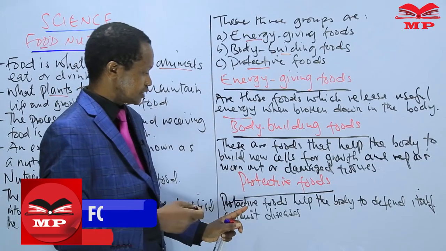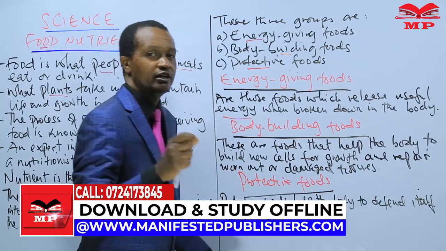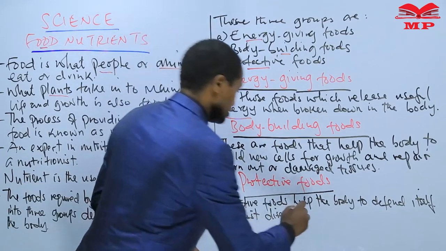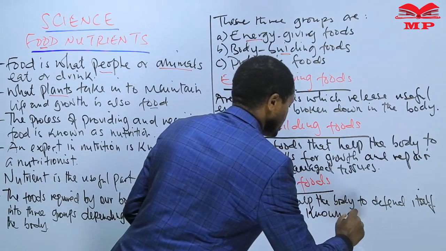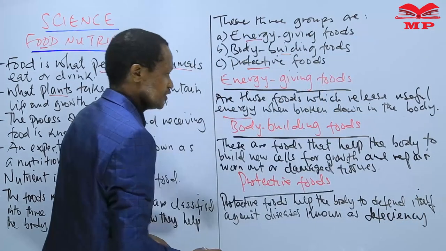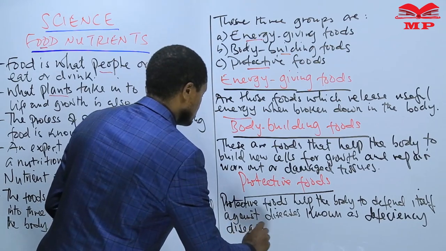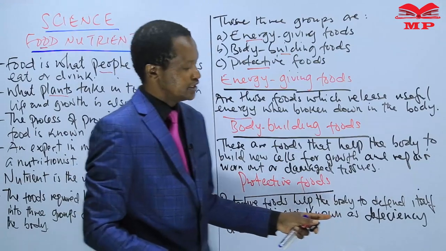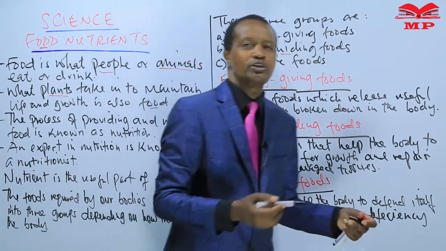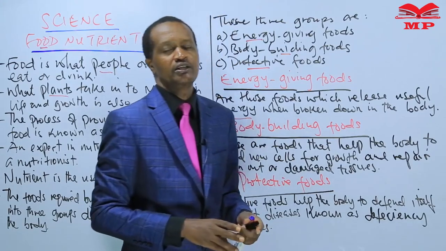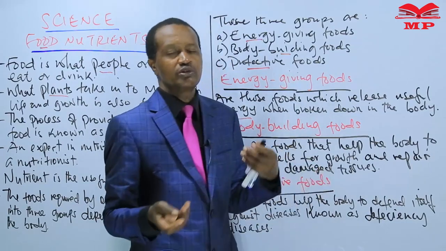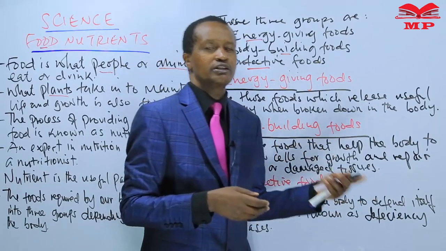Okay? So, protective foods help the body to defend itself against diseases, and these diseases are known as deficiency diseases. When the body does not have certain nutrients, learners, the body was made to operate in a certain way. The body was made to have certain nutrients, okay? Certain nutrients like iron, potassium, vitamins, and all that on daily basis.